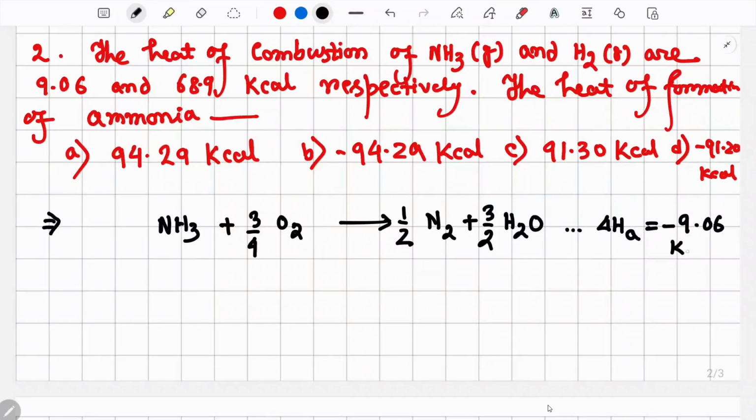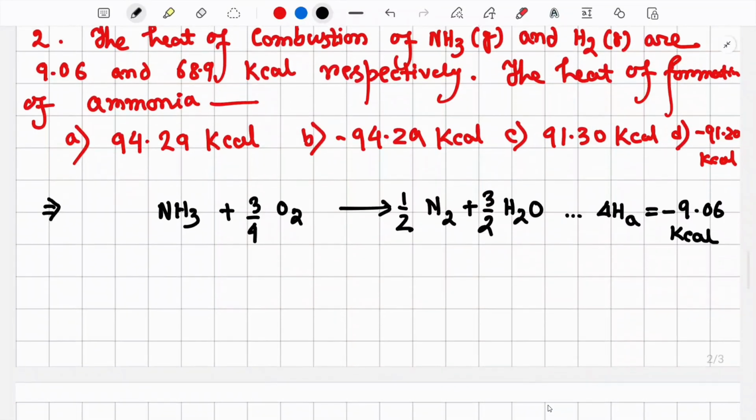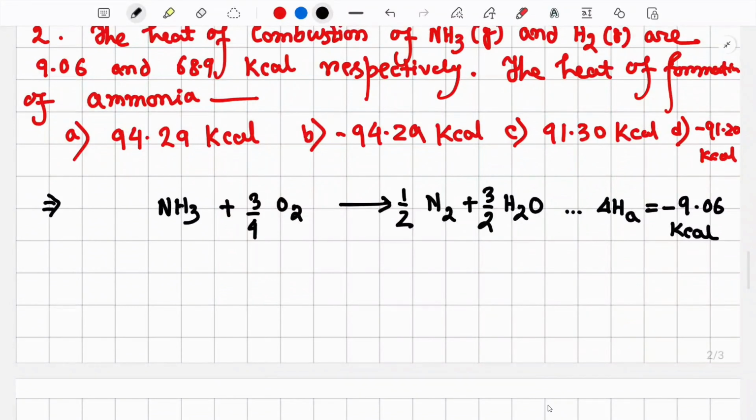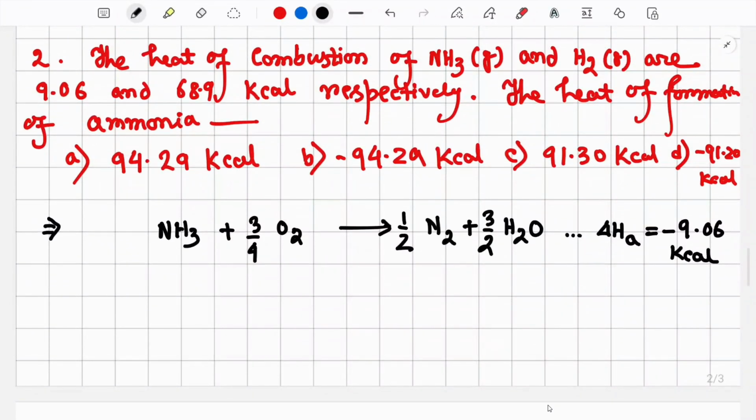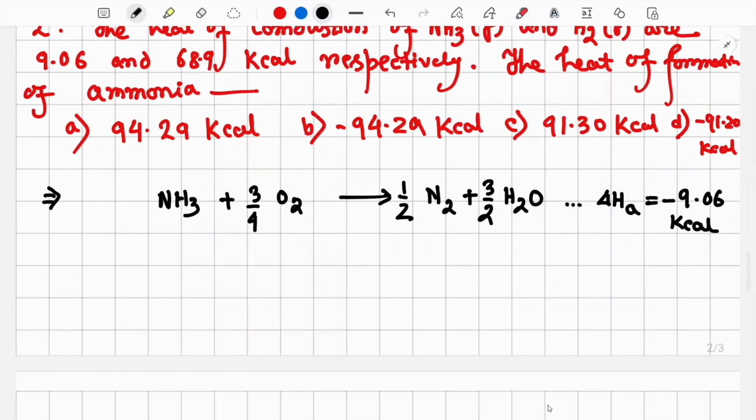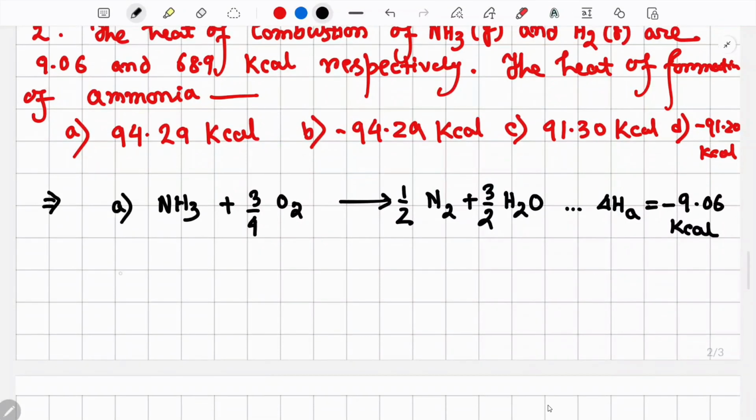that is given 9.06. Why minus? Heat of combustion, energy will be released. That's why the sign is minus, and that you have to understand. Because it is already mentioned this is heat of combustion, meaning the released heat. So now, for the next reaction, this is reaction A, and given for it is hydrogen.